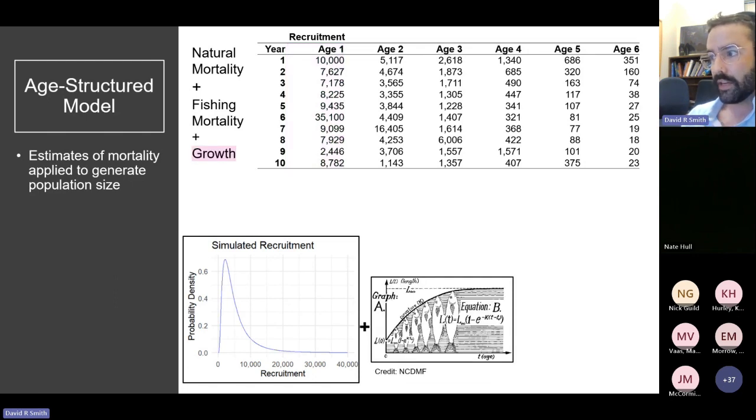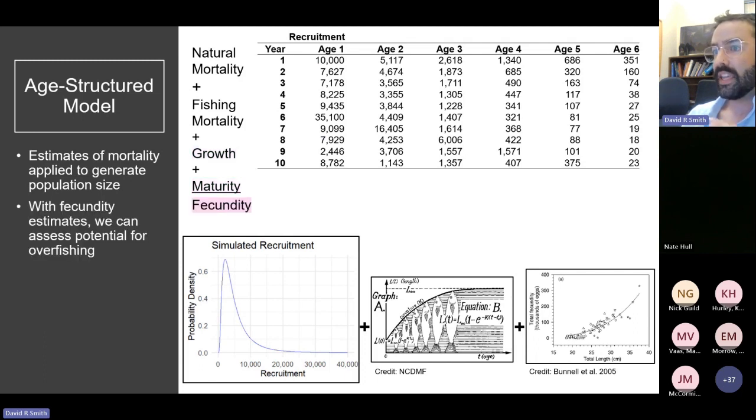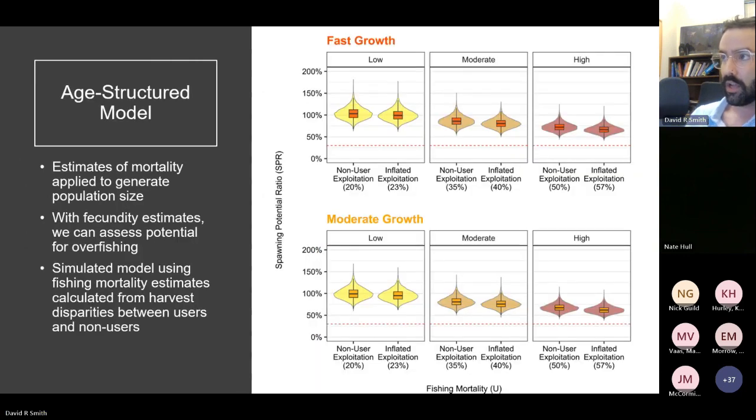We then can plug in growth and maturity estimates to give us our estimate of the total eggs produced by a population in a given year, or a measure of fecundity. We can then take the measure of fecundity in a given year, divided by what fecundity would be in the unfished virgin population, and that gives us a reference point for overfishing and spawning potential ratio, or SPR, which is really commonly used in stock assessment.